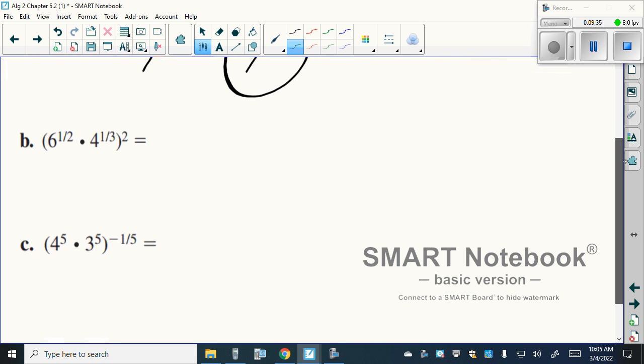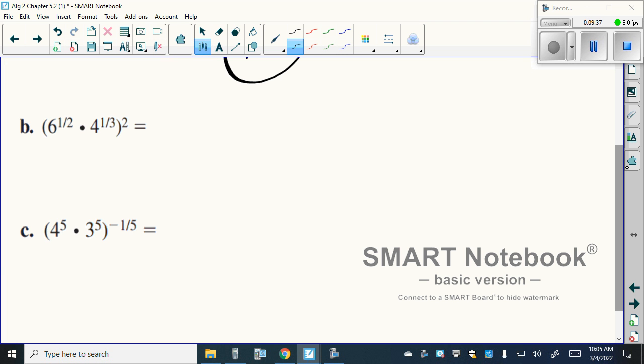Let's look at the next one. 6 to the 1/2 times 4 to the 1/3. Whenever we look at these here, well, 6 and 4 is what I would look at first. Are they the same? Do they have like bases inside there? Are 6 and 4 the same?